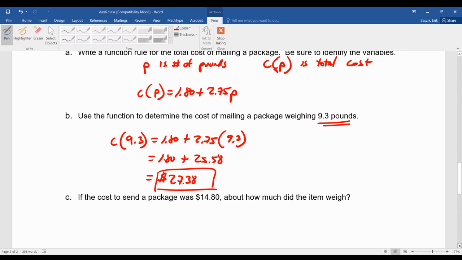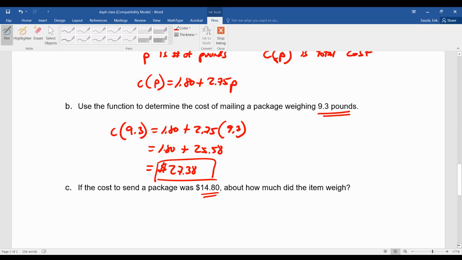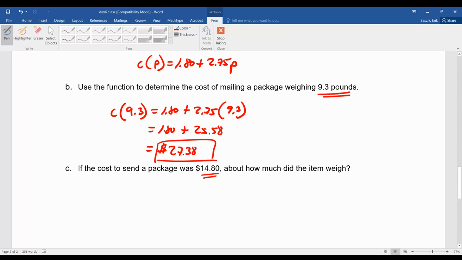Now in this next one, we're given the cost, so this is not the input, this is the output. This is the C of P. This whole C of P is 14.80. That's going to equal $1.80 plus 2.75p. So this is a little bit more work. We have to solve for the input. We have to solve for P.